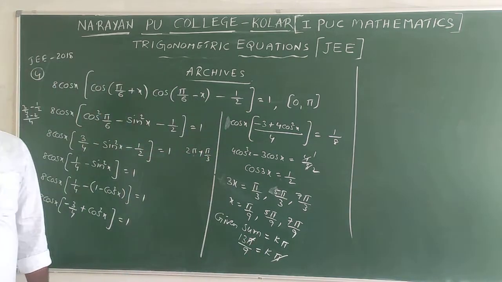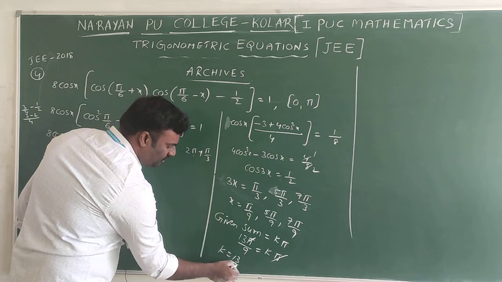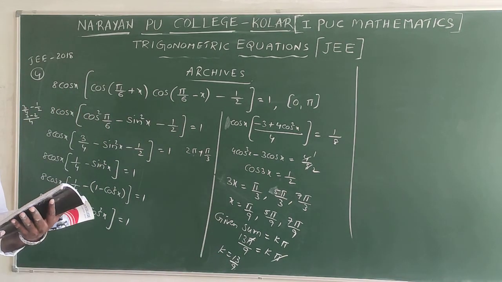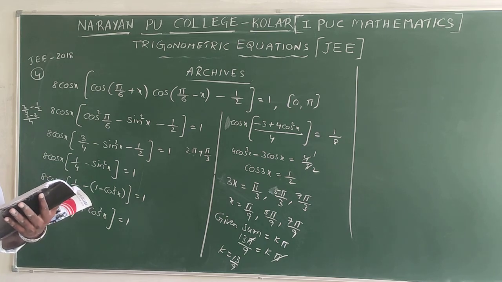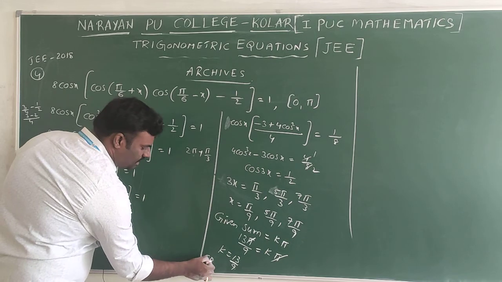Pi gets cancelled, k value is 13 by 9. You will get 13 by 9, which means option C is the correct answer.